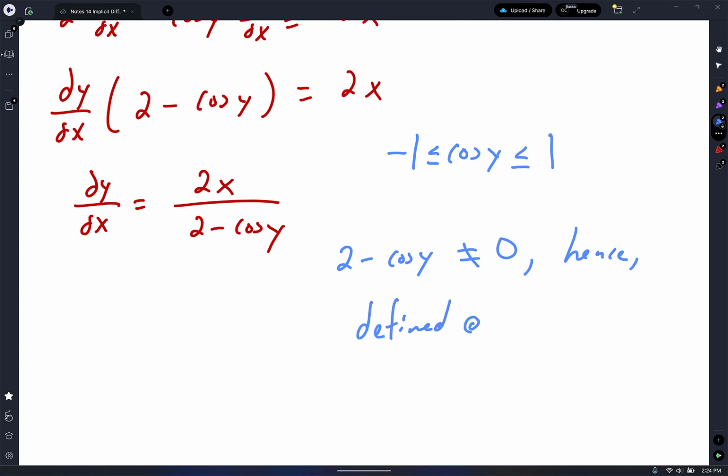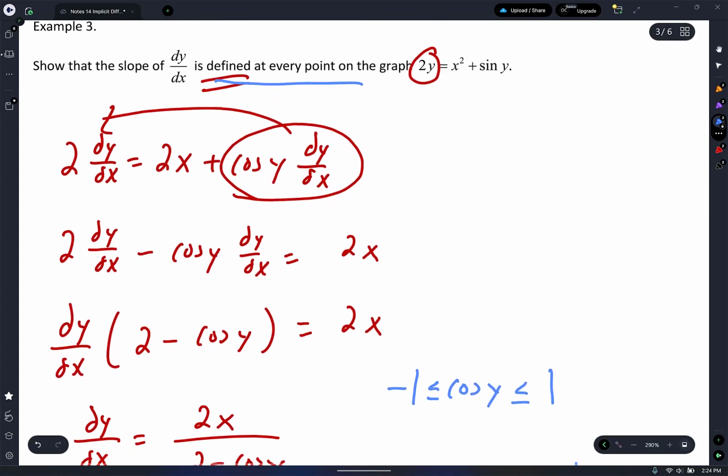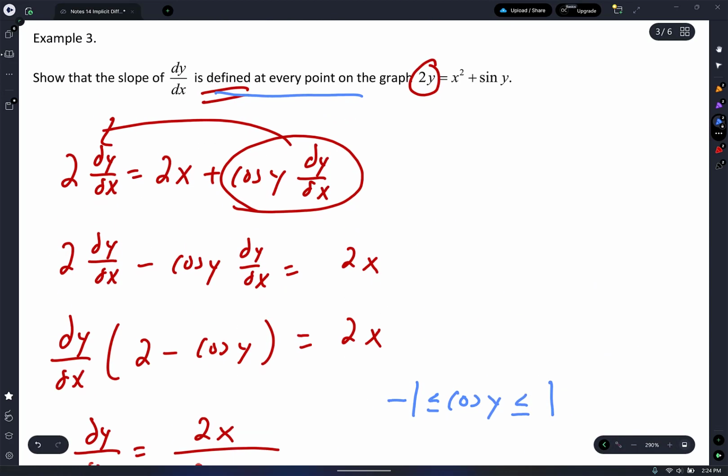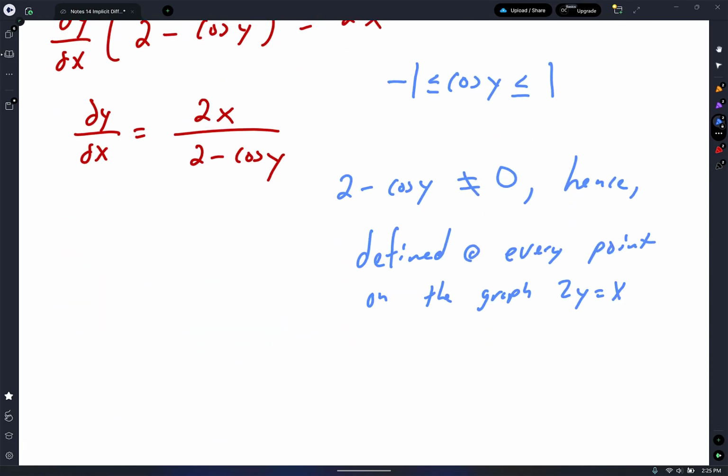Defined at every point on the graph. On what graph? 2y equals whatever that graph was, x squared plus sine y. As long as it's a point on the graph, you're defined. The slope is defined.